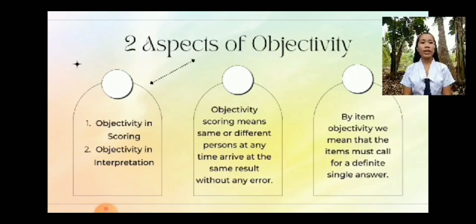Second is objectivity of test items. By item objectivity, we mean that the item must call for a definite single answer. Well-constructed test items should lend themselves to one and only one interpretation by students who know the material involved. It means the test item should be free from ambiguity. Dual meaning sentences, items having more than one correct answer, should not be included in the test as it makes the test subjective.